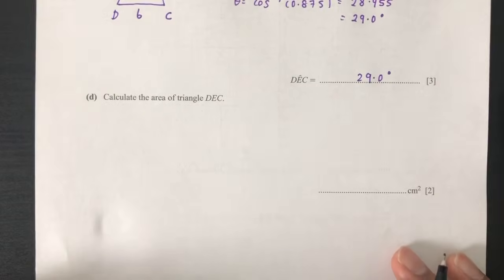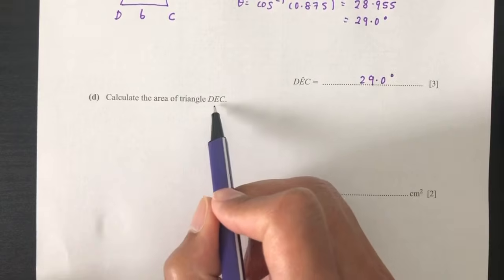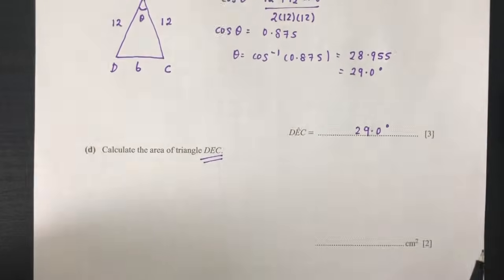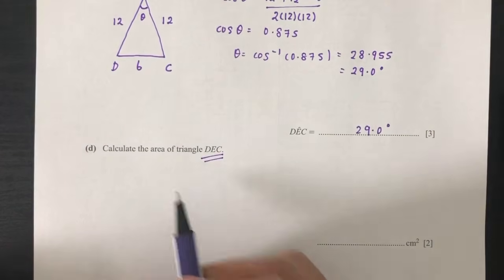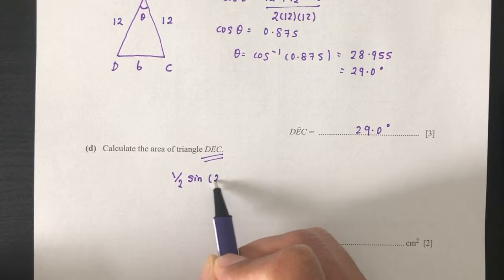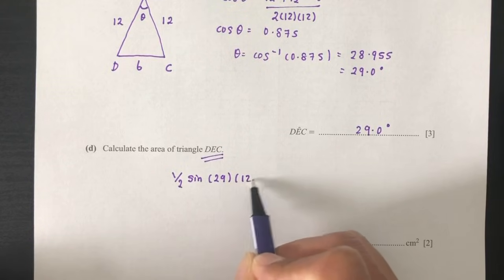Now for part D, calculate the area of triangle DEC. So same triangle, find the area. Since we know this angle already, we can use the sine rule. So half of sine theta, which is 29, times 12 times 12.